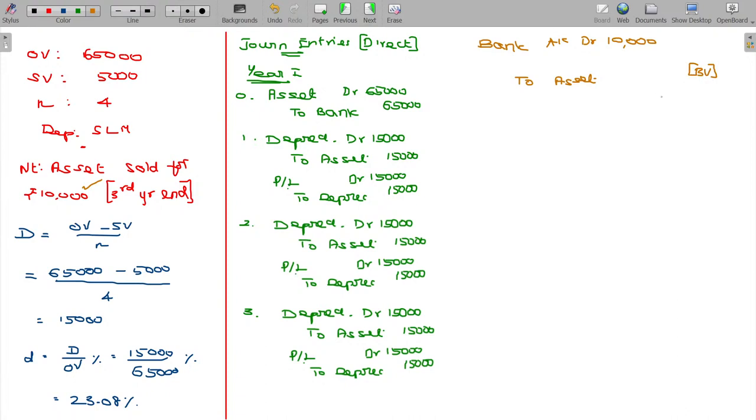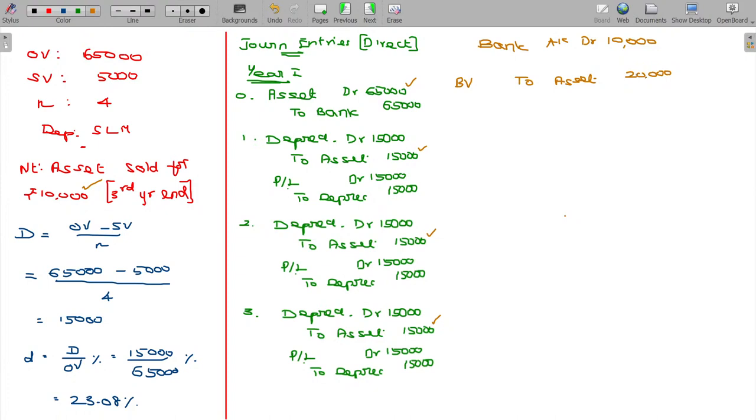What is the value of the asset as per the books? We started with 65,000. Year on year, you have depreciated 15,000 rupees. As such, now 3 years over, 45,000 were depreciated. From 65,000, 45,000 is depreciated, means today it's only 20,000. But while selling, we got only 10,000.